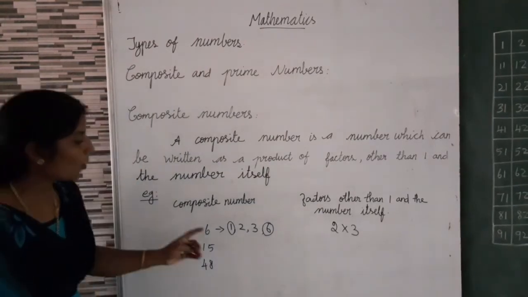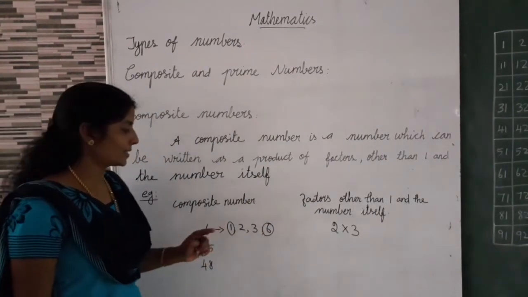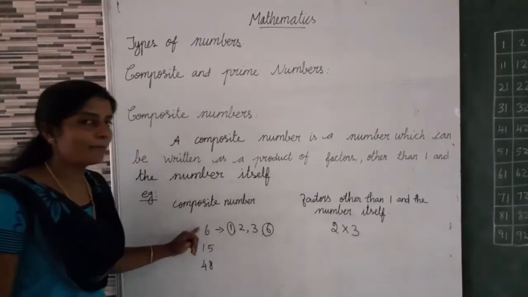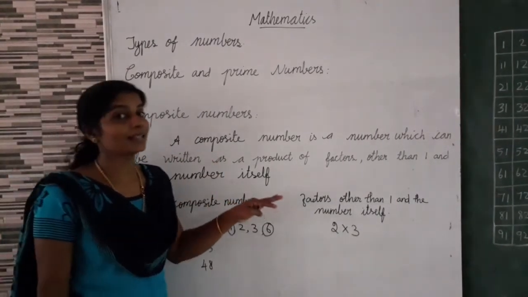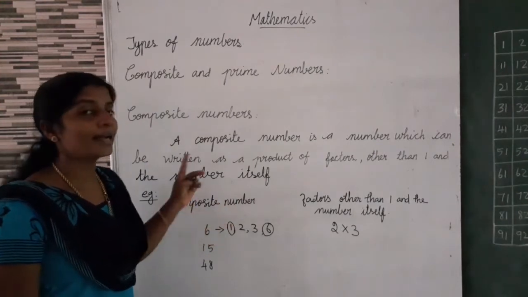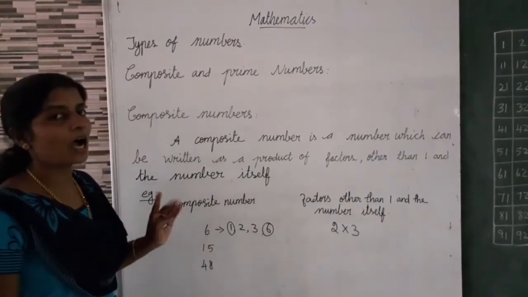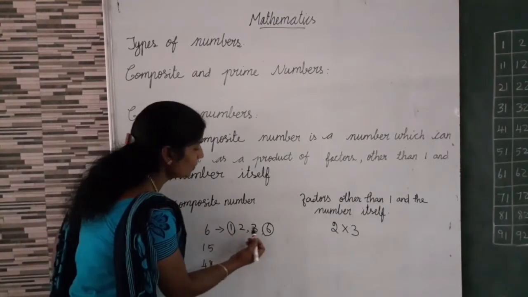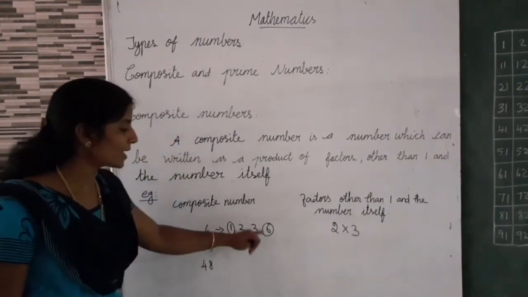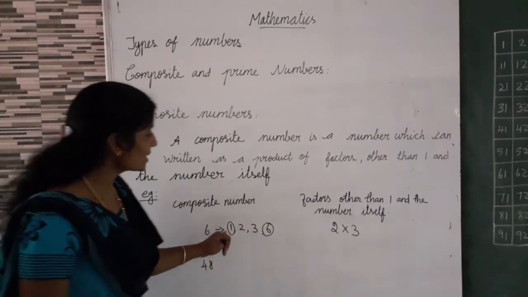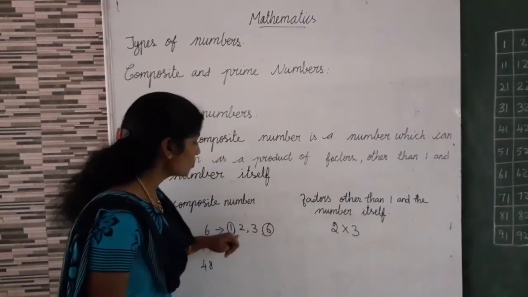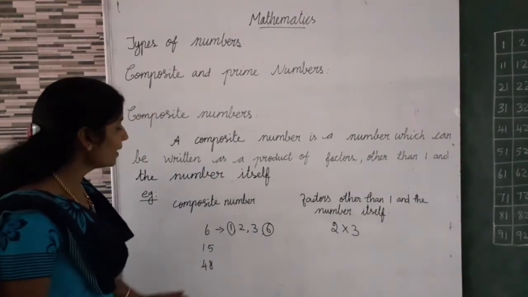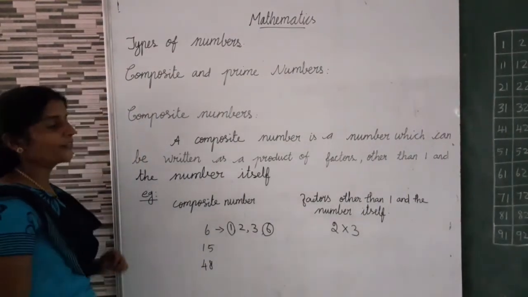More than 2 factors. We can easily find out if any number has more than 2 factors. More than 2 factors means that it is a composite number. For 6, how many factors? 1, 2, 3, 6. 4 factors are there. Here, factors other than 1 and the number itself are 2 and 3. Are you clear?